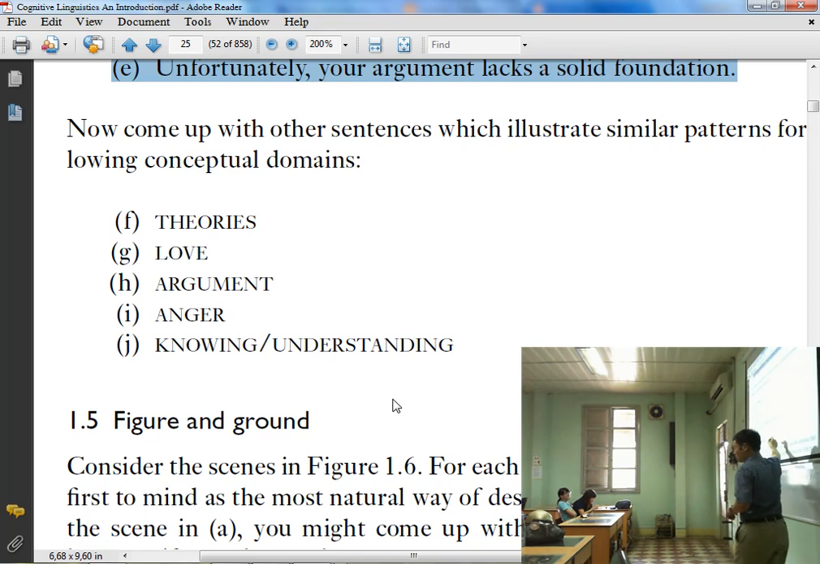Okay, that's enough. Now read this part and try to do the exercise. It helps you to enrich your language a lot.